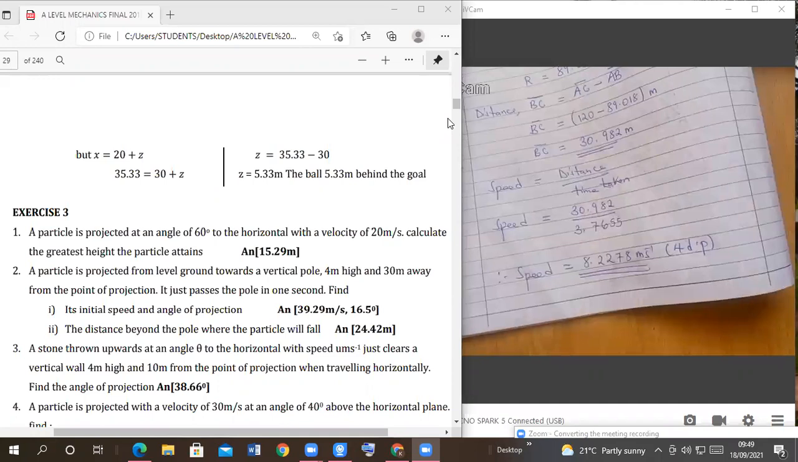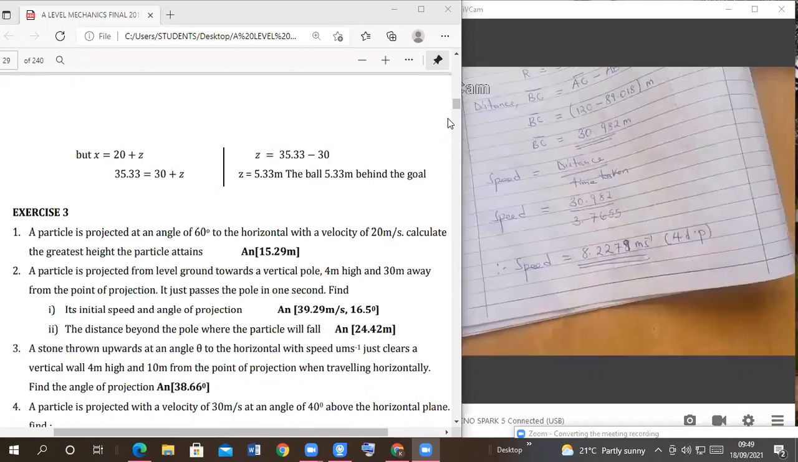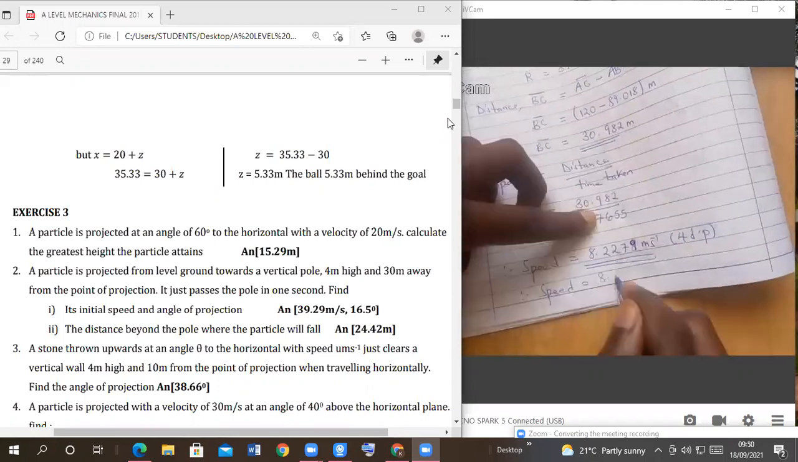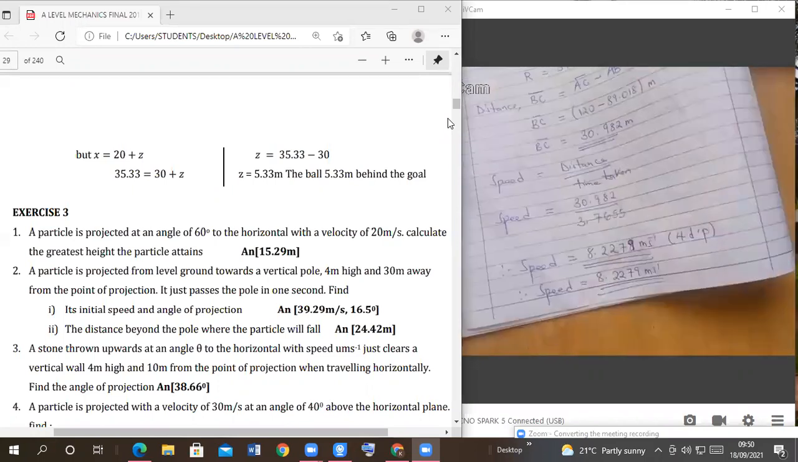After rounding off, correct rounding off, good. Let me write it well. Speed is equal to 8.2279 meters per second.